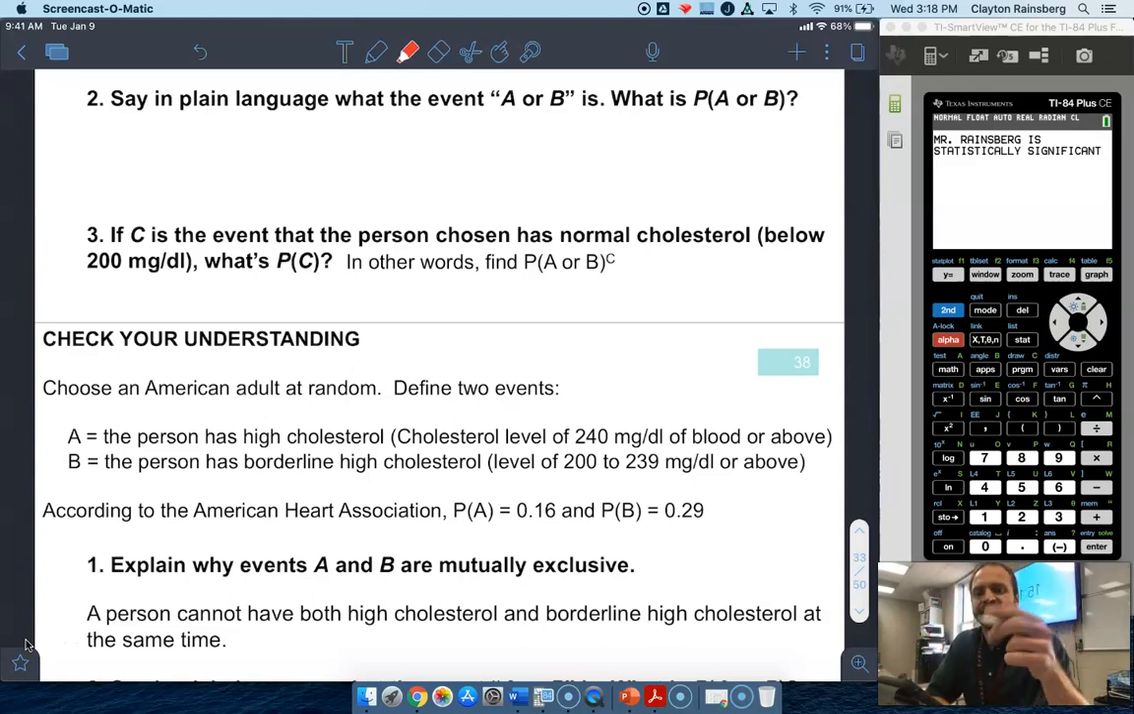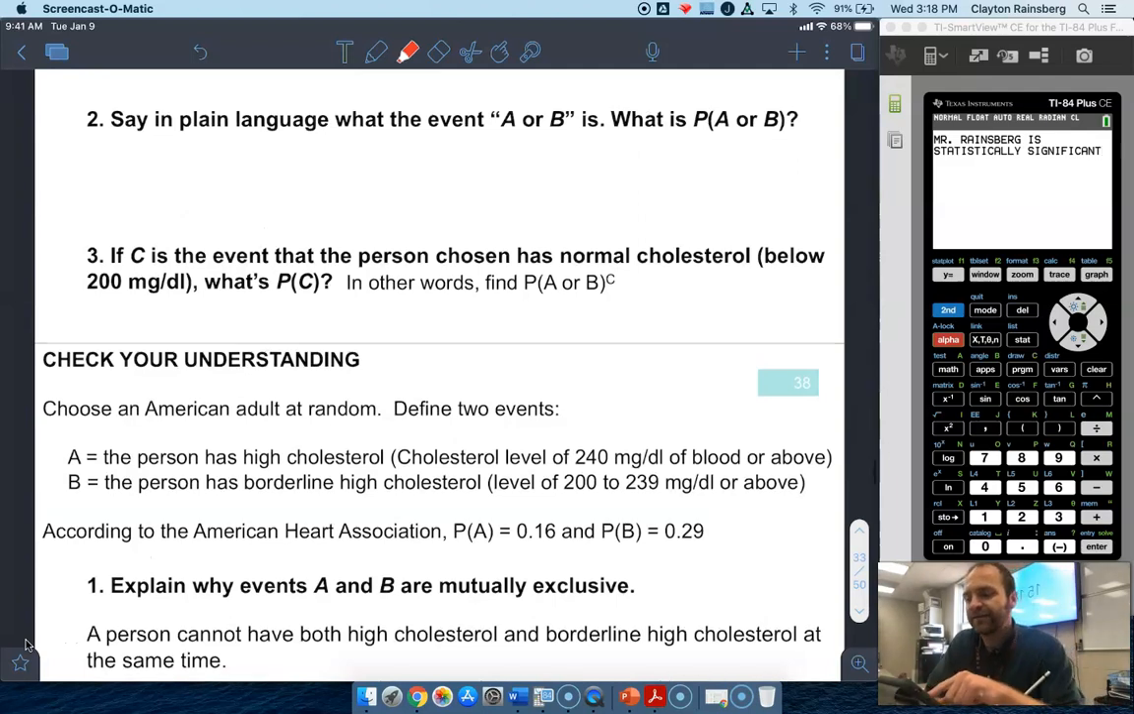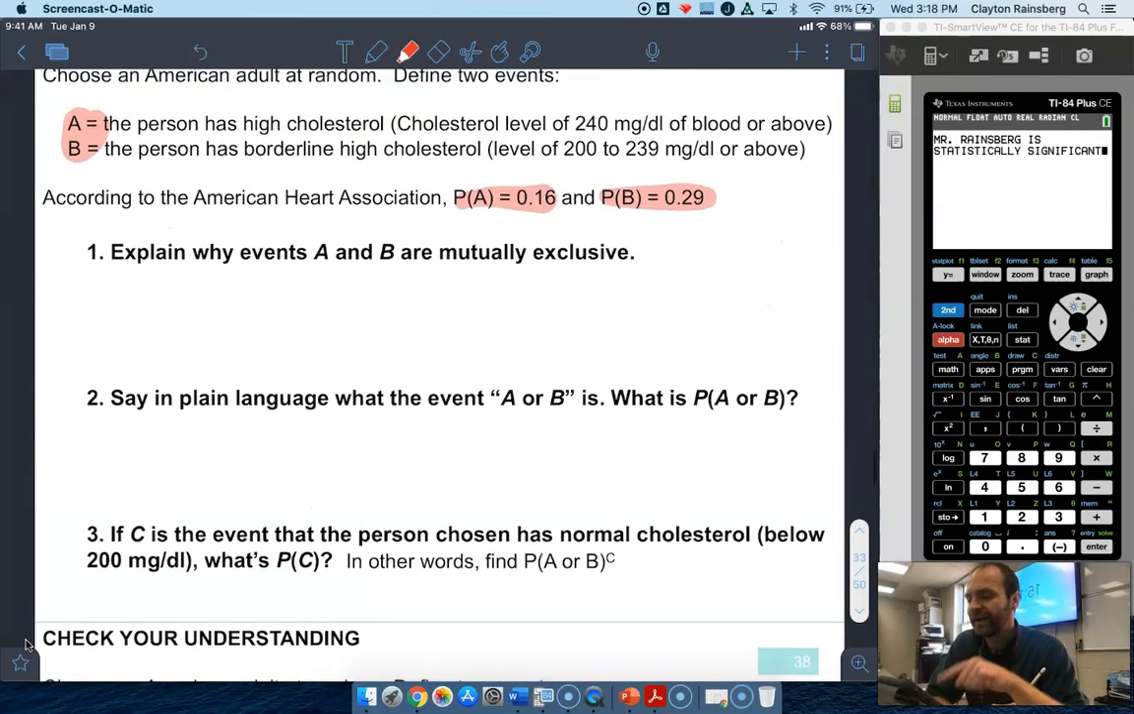Number two, like I can see it up here now, is say in plain language what the event A or B is, and then find it. So it defined it for us. Event A is someone has high cholesterol, 240 or above. B is someone has borderline cholesterol, 200 to 239.